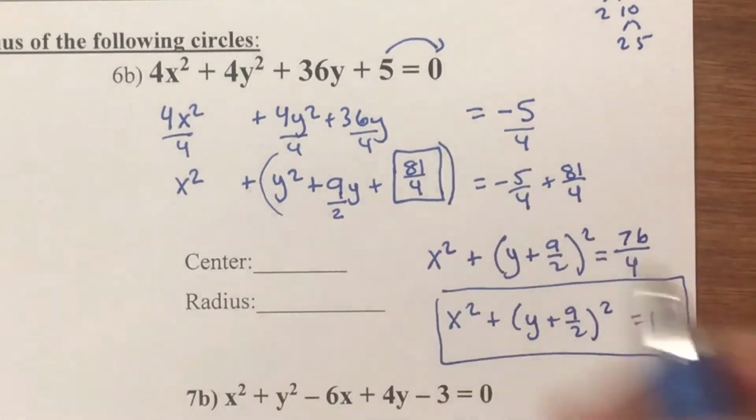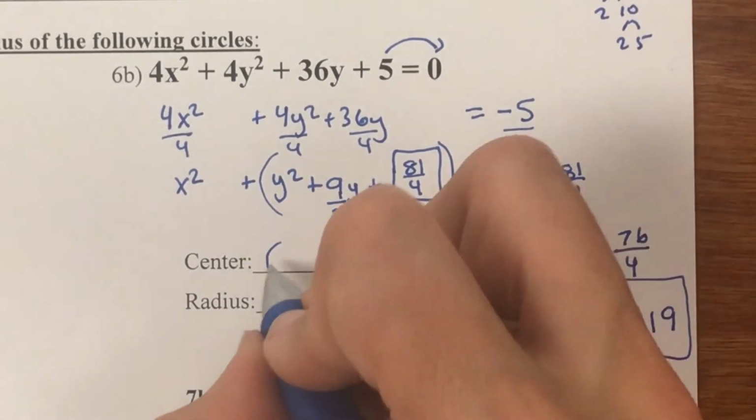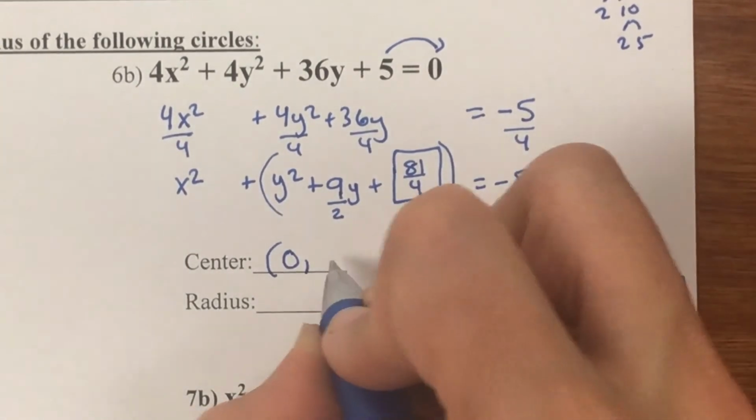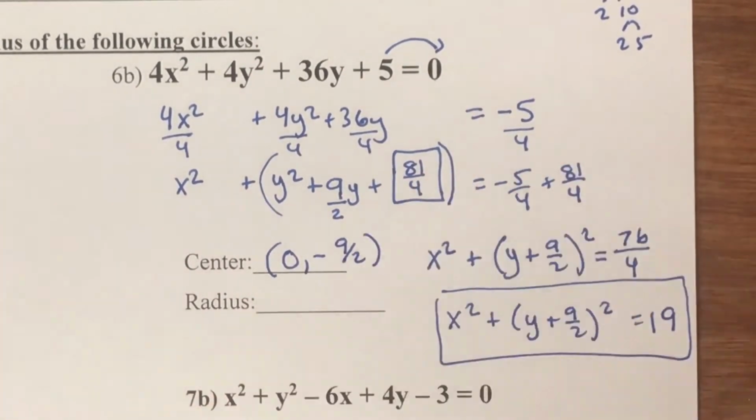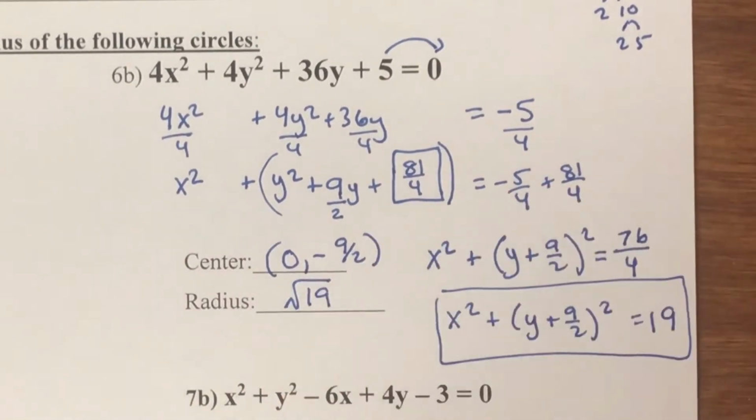And now we can go ahead and find the center. When there's nothing that we're adding or subtracting from the x, then the x coordinate of our center is just 0. And then opposite sign, -9/2. And my radius will be the square root of 19, because r squared equals 19, and the square root of 19 doesn't break down at all.